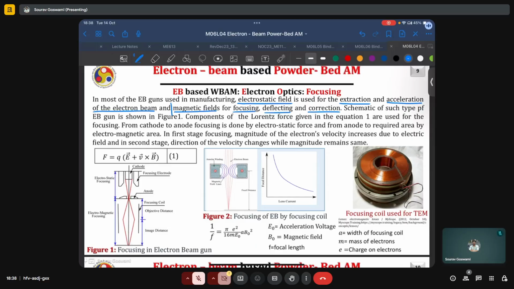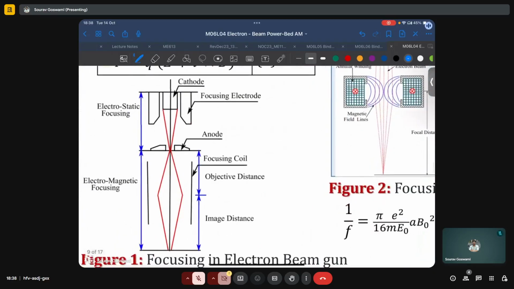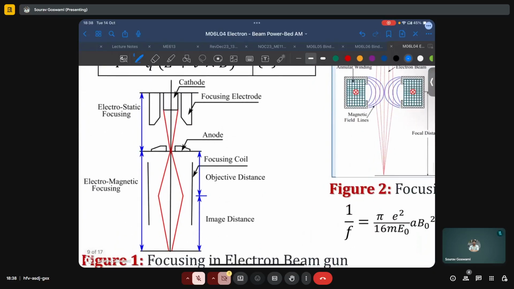A schematic of such a method is shown here on the left, where we can see that the negatively charged cathode is the source of the electrons. We have focusing electrodes. The positively charged anode will attract these electrons from the cathode, and so in this region, the focusing of the electron beam is accomplished using electrostatic means.